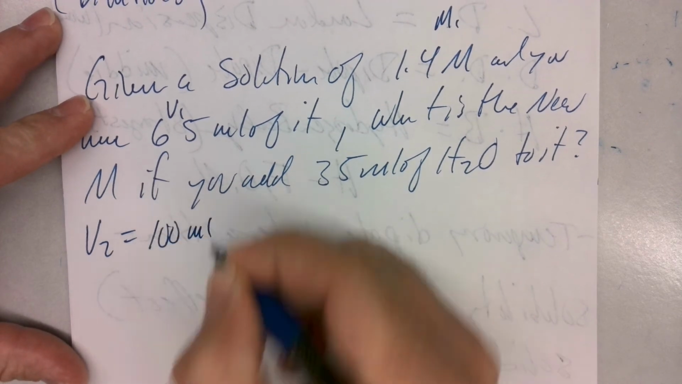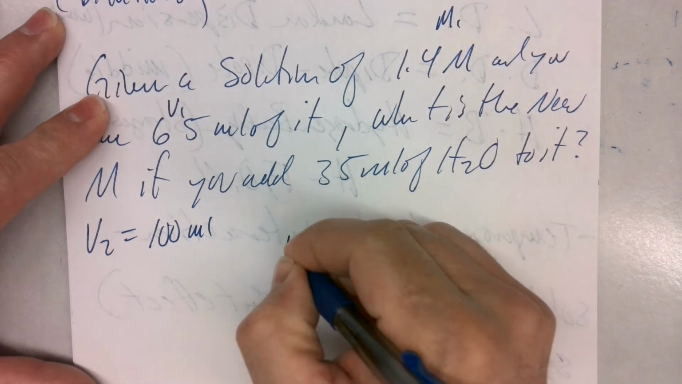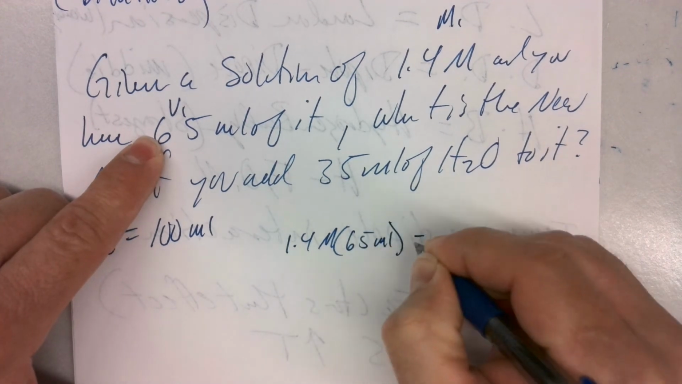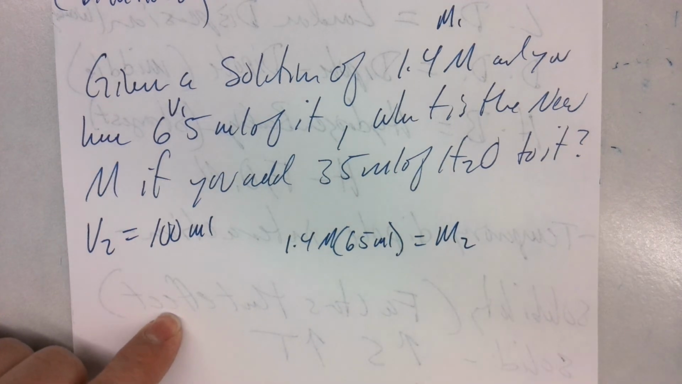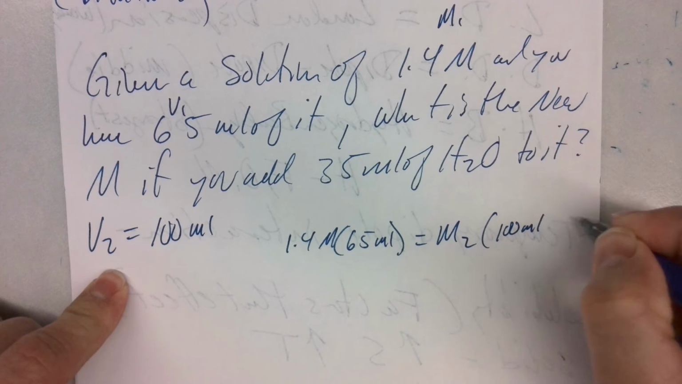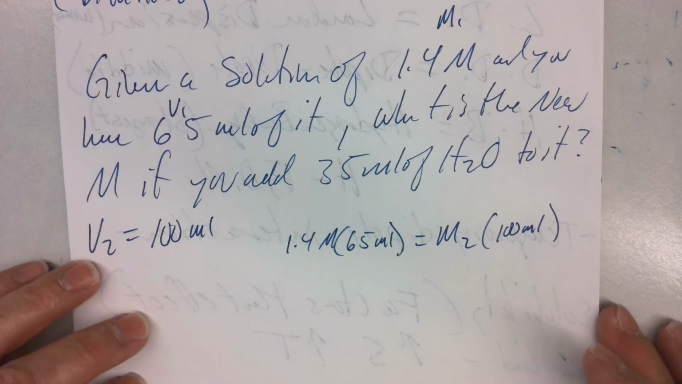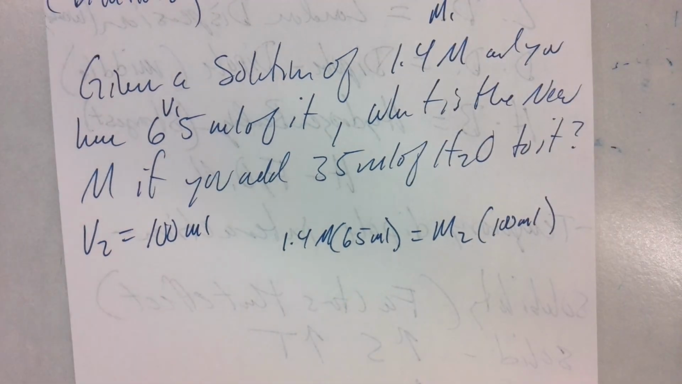100 milliliters. So then I was able to go, M1 is 1.4 molar times V1, which is 65 milliliters, and that's going to equal M2, which is what I'm looking for, okay? And V2 is now 100 milliliters. Now, when we usually did volume, what did we say earlier? Volume was usually in liters, right? Does anybody remember anything about this, though? Do I need to put them in liters, or can I stay in milliliters? As long as they're the same, you can use it, right?